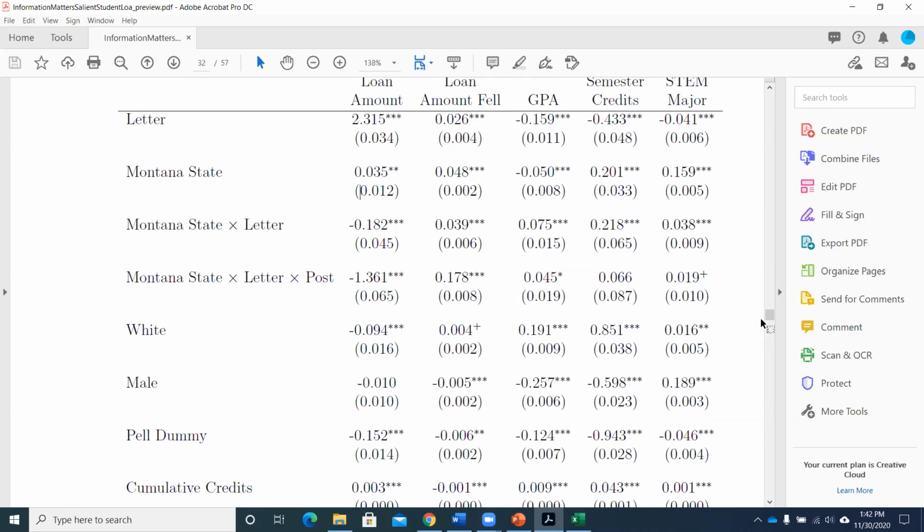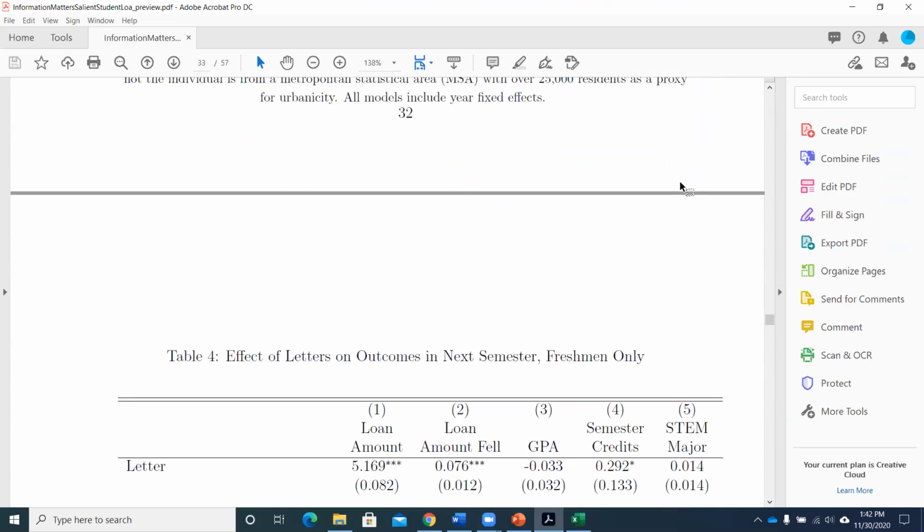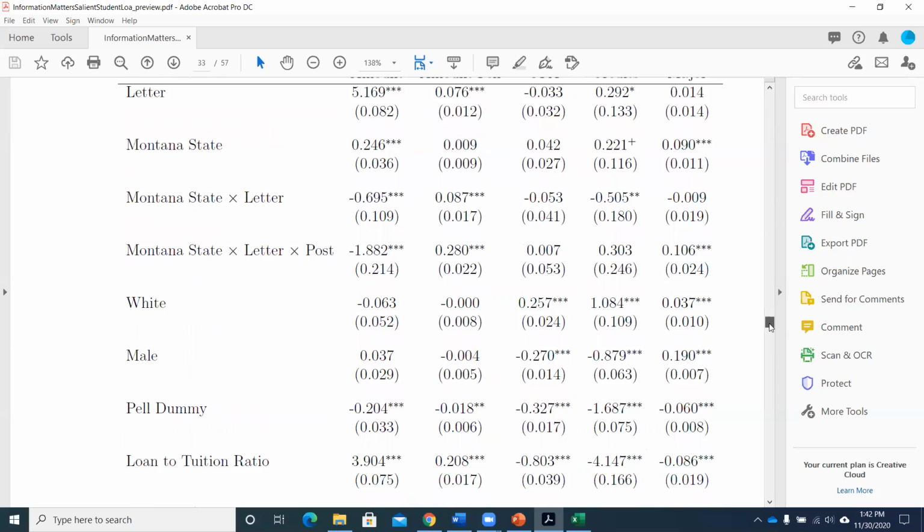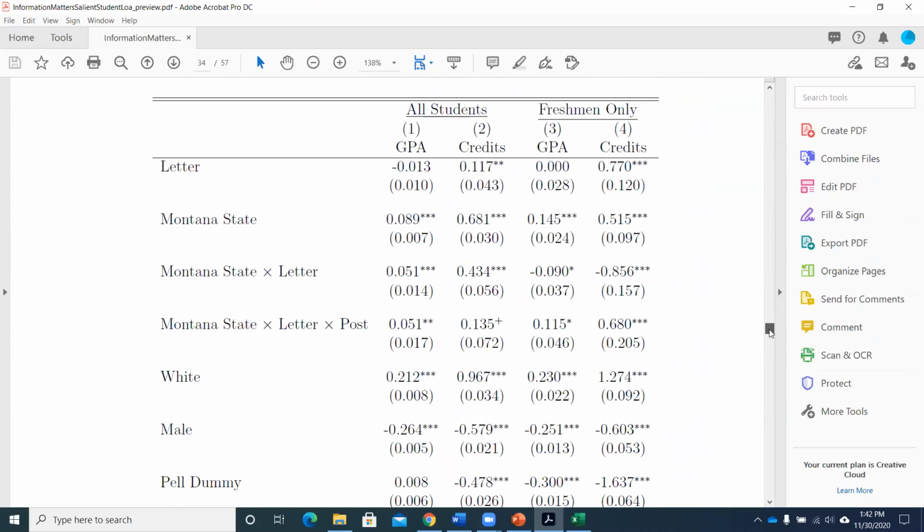Okay. So it looks like just getting a letter that reminded students of how much money they'd taken out already decreased the loan amount, potentially increased their GPA, and even altered major choices. So we look a little bit deeper into this. I'm going to go down here.